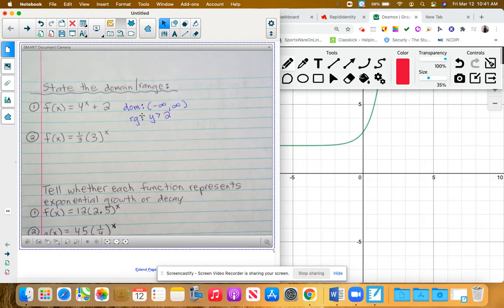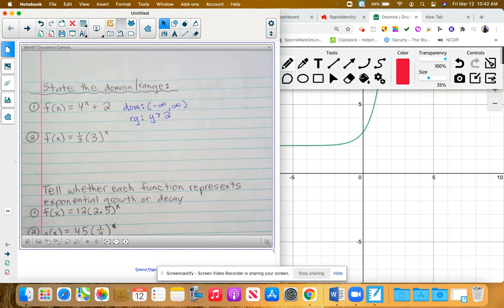It'll never be 2. It'll be 1.9, 1.999. It'll get closer and closer to the number 2, but because there's an asymptote there, it'll never actually approach the number. It'll never actually be the number 2. It'll approach it, but it'll never be that.